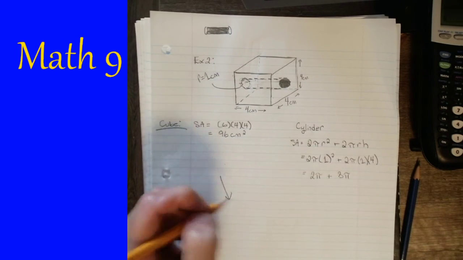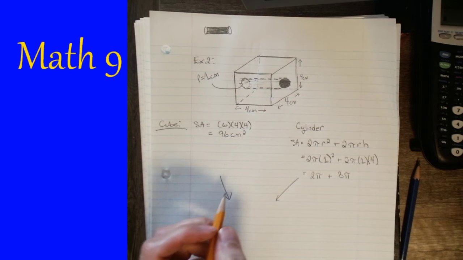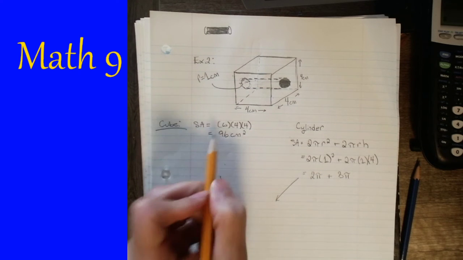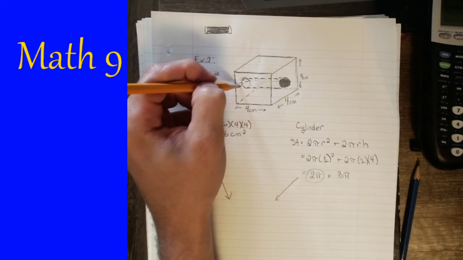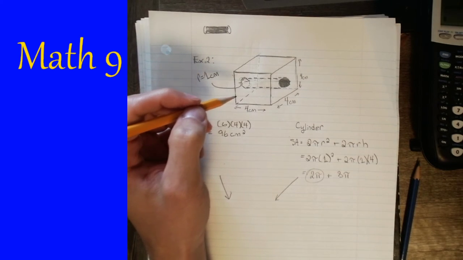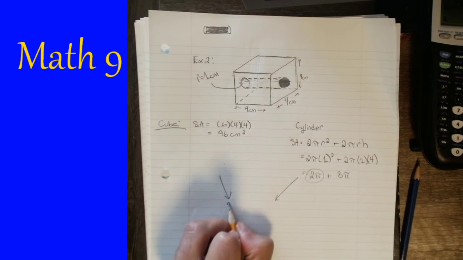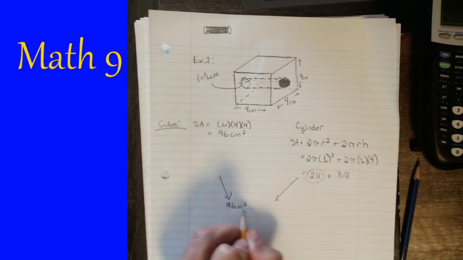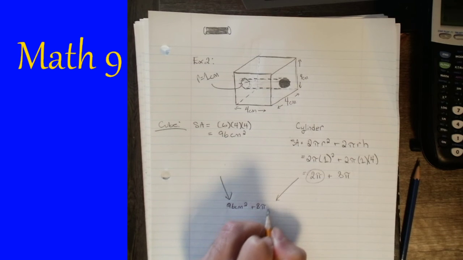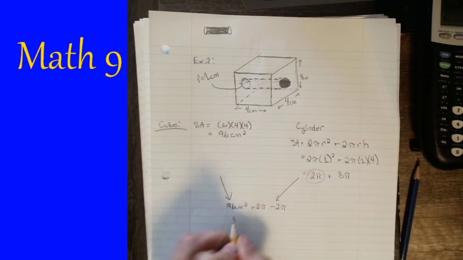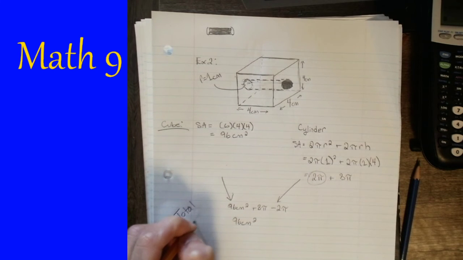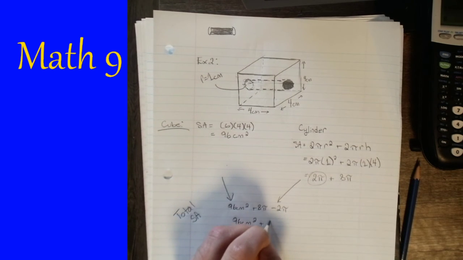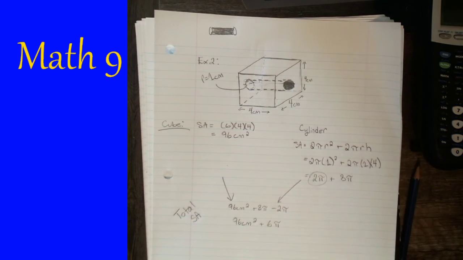Now all together, we're going to have to add some things up. However, this right here represents the area of the 2 circles. And that's actually something we have to take away. So we're going to end up having 96 centimeters squared plus 8 pi subtract 2 pi. And so that's going to be 96 centimeters squared. So this is the total surface area. 96 centimeters squared plus 6 pi.